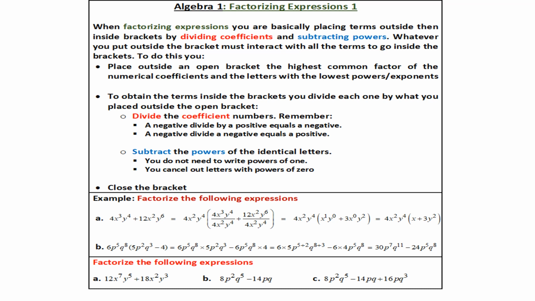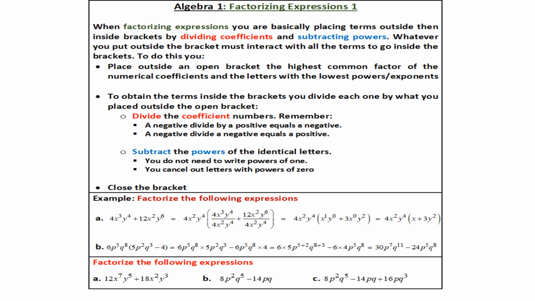Example, factorize the following expressions. So you have 4x cubed y to the 4 plus 12x squared y to the 6. So 4x cubed y to the 4 is a term, plus 12x squared y to the 6, that's another term. So that expression has 2 terms. So you look at the coefficients, they are 4 and 12. You look for the highest common factor, what can go into 4 and can also go into 12, the highest number, and that will be 4. So you write down 4.